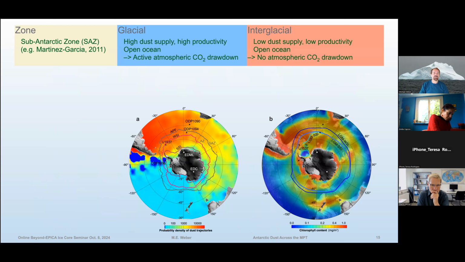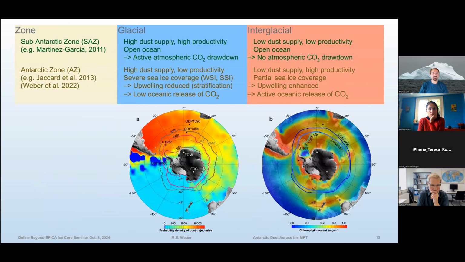So if we conclude that story, as I told you, in the subantarctic zone, we knew that dust was high during the glacial, and this was also the time of high productivity and could provide an explanation for the active atmospheric CO2 drawdown during the glacials.